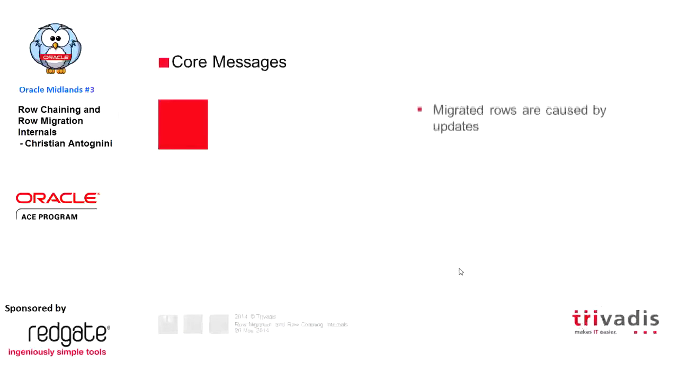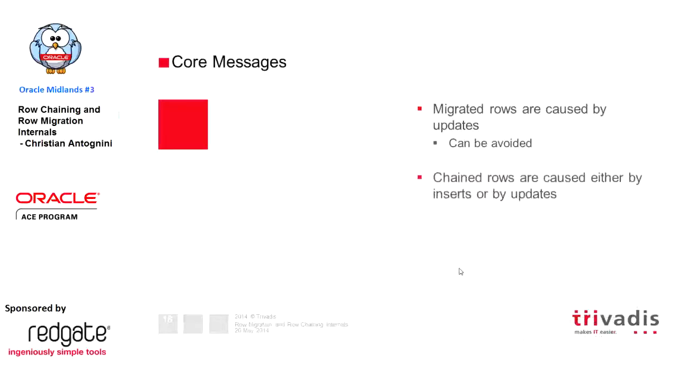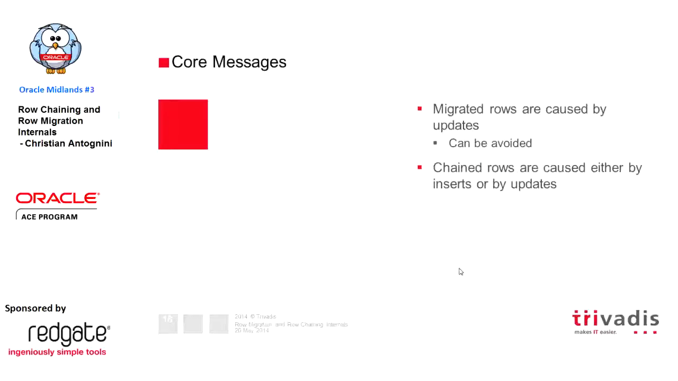Okay, that was basically what I prepared for the second talk. I would say the most important messages are: migrated rows are caused by updates. They can be avoided if you have a PCTFREE which is more or less correctly set. Chained rows are caused by insert or update. As I've just seen before, if the PCTFREE is too small, you do an insert, or if the row is really bigger than a block, you get chained rows, but also updates can generate them.